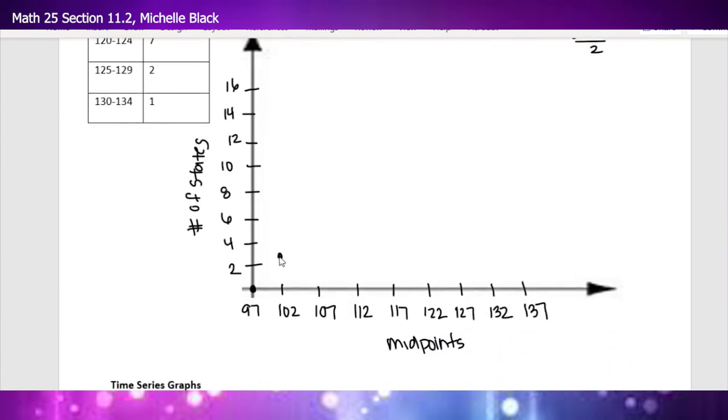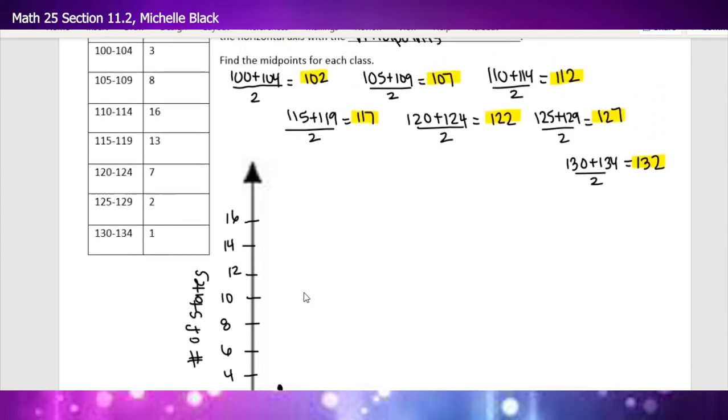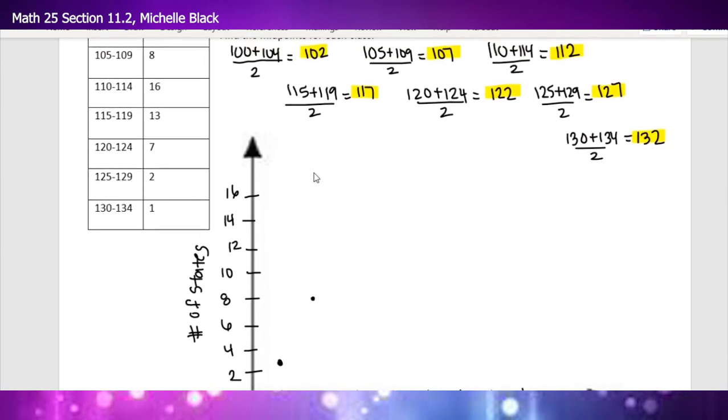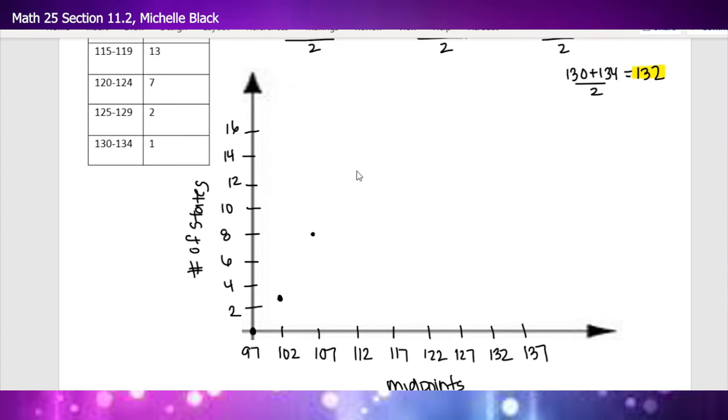You put a dot above the midpoint at 3. The next class had a frequency of 8. Our third class has a frequency of 16. Our fourth class has a frequency of 13. Our fifth class has a frequency of 7. The next class has a frequency of 2, frequency of 1, and then in the class after that we have 0.